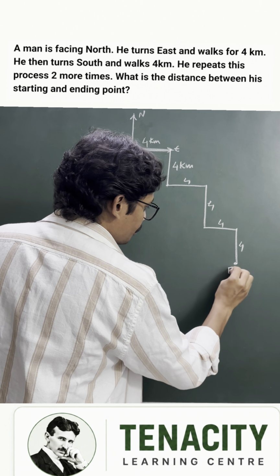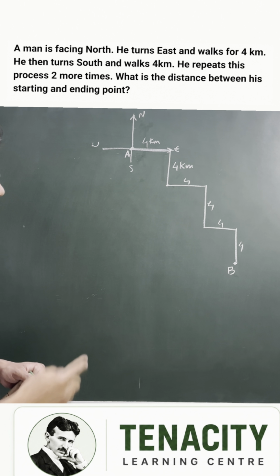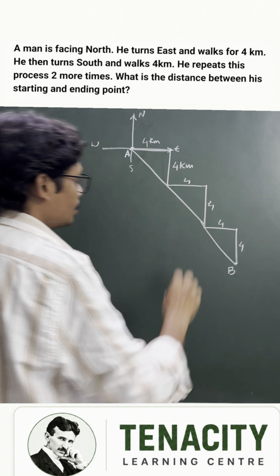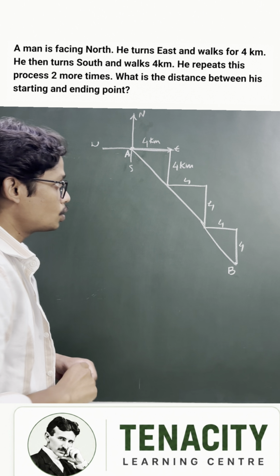I'll call this B. Now the question is, what is the distance from A to B? And we need to find it. So what I do is I connect this A to B using a straight line. Now if I find the length of this line from A to B, I get the final answer. So how do I find it?